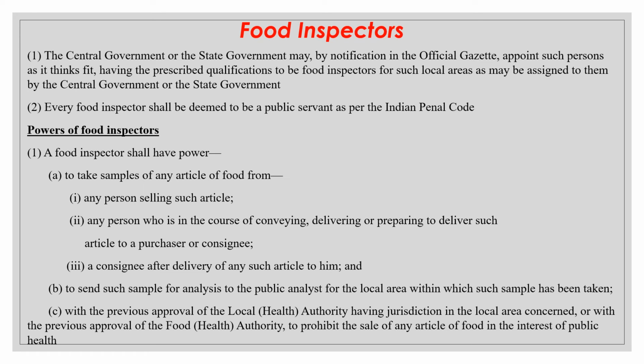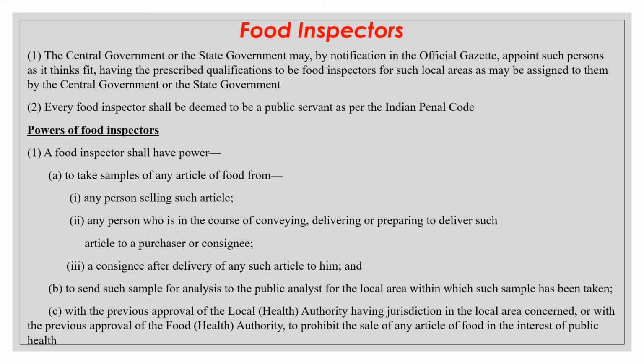And food inspectors have power to send such sample for analysis to the public analyst for the local area within which such sample has been taken. Okay, so public analysts are basically the chemists working in laboratories. So with prescribed qualifications, they have been appointed by the central government or state government, with the previous approval of local health authority having jurisdiction in the local area concerned, or with the previous approval of food health authority.